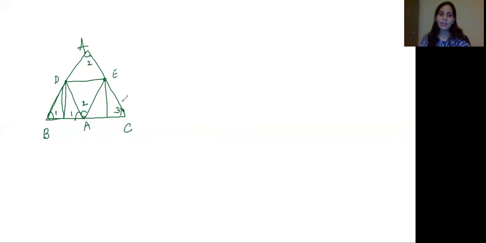Correct? Similarly, what happens when I fold this part towards the left? So this angle falls here, right? Now we can see that 1, 2 and 3 are on the same straight line. So angle on a straight line is always equal to 180, right?